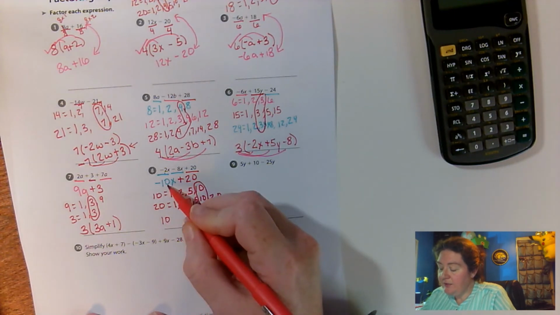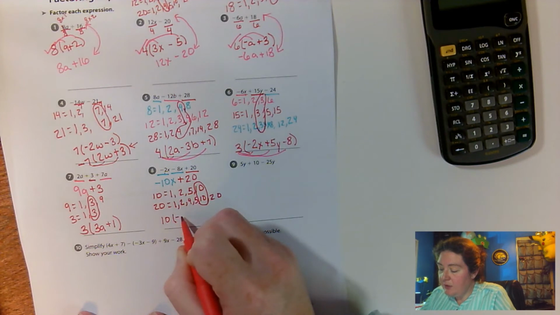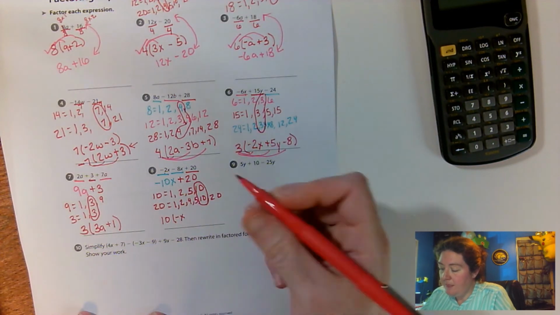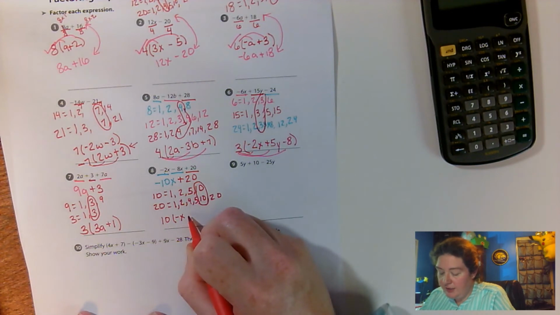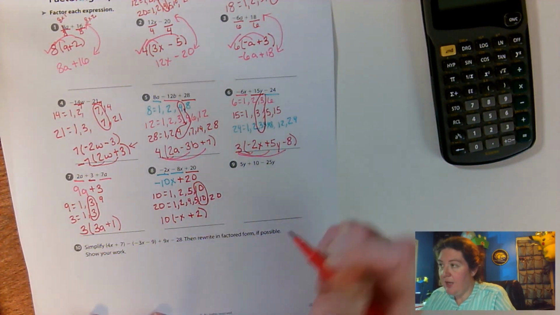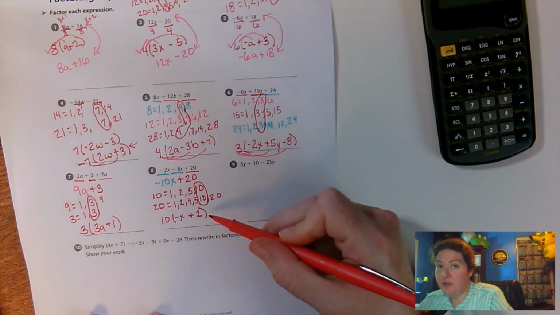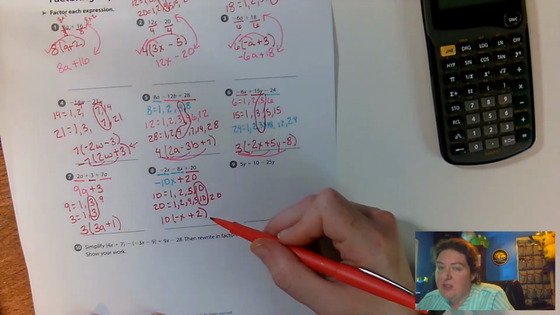10 divided by negative 10x leaves me with a negative x. 20 divided by 10 leaves me with a positive 2. I'm okay with this answer. I like this answer because it's easy.